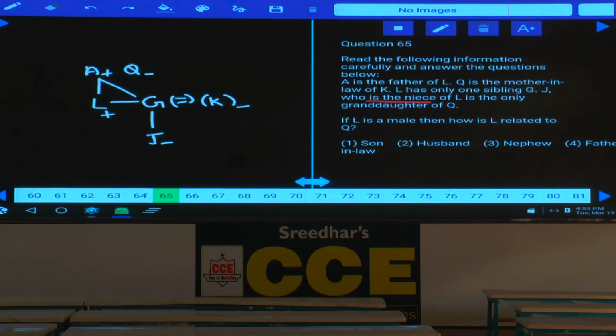Then next one. Then what is the gender of this G? Is G a male? Any information regarding that gender? Q is the mother-in-law of K. Now mother-in-law of K is given, the gender of K is not known, isn't it? Then A is the father of L and Q is the mother-in-law of K, and L has only one sibling, G. J is the niece of L. J is the only granddaughter of Q.